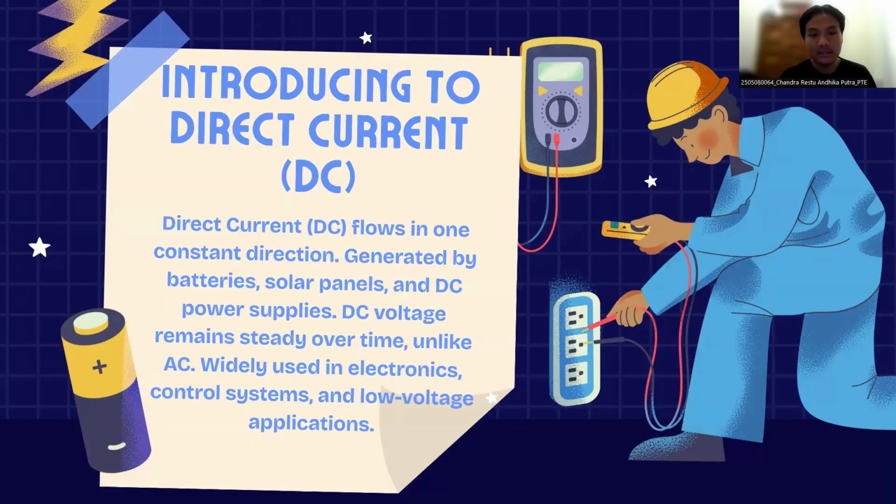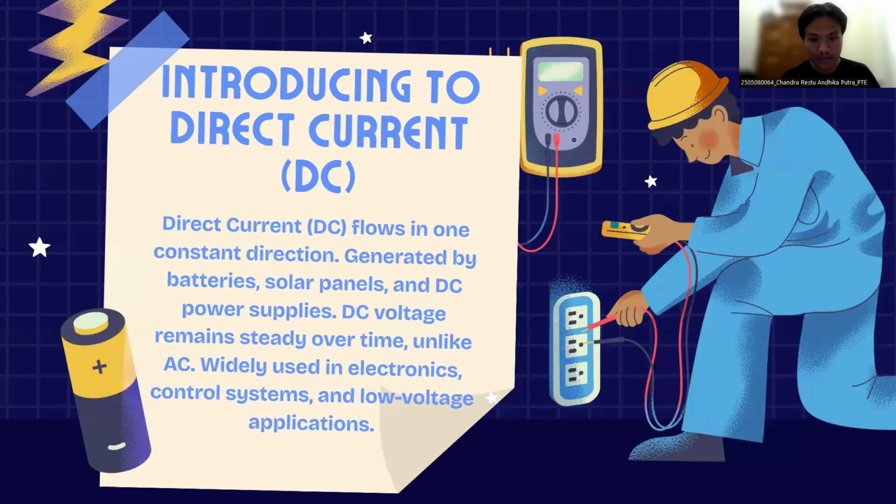Okay, Introduction to Direct Current (DC). Let me begin by explaining what direct current or DC actually is. Direct current refers to the flow of electric charge in one constant direction, unlike alternating current or AC, which periodically reverses direction. DC remains steady and unidirectional over time.